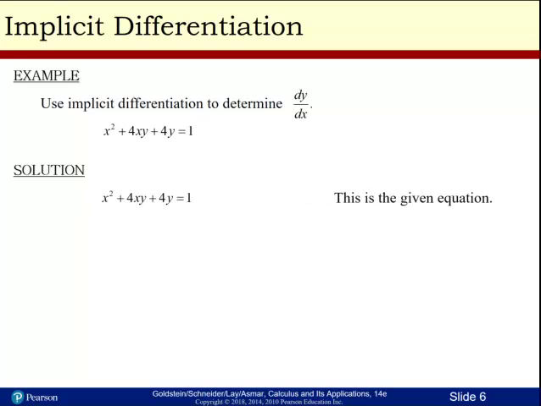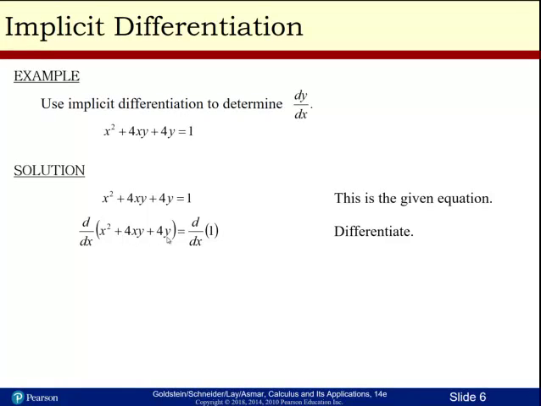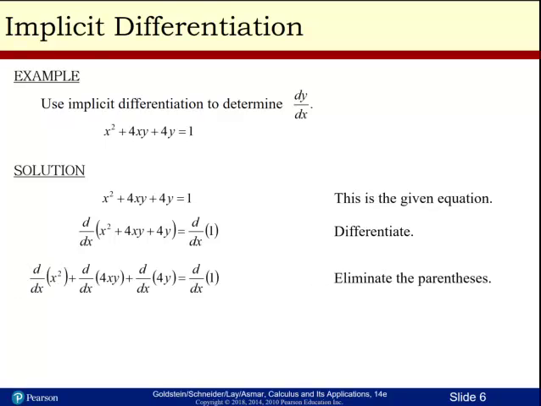So here's our equation. We need to take the derivative of both sides with respect to x. I like the right side, that's easy. That's just going to be a 0. But then I need to take the derivative of x squared, the derivative of 4xy, and the derivative of 4y. So that's what we're going to be doing next, taking those derivatives as they come.